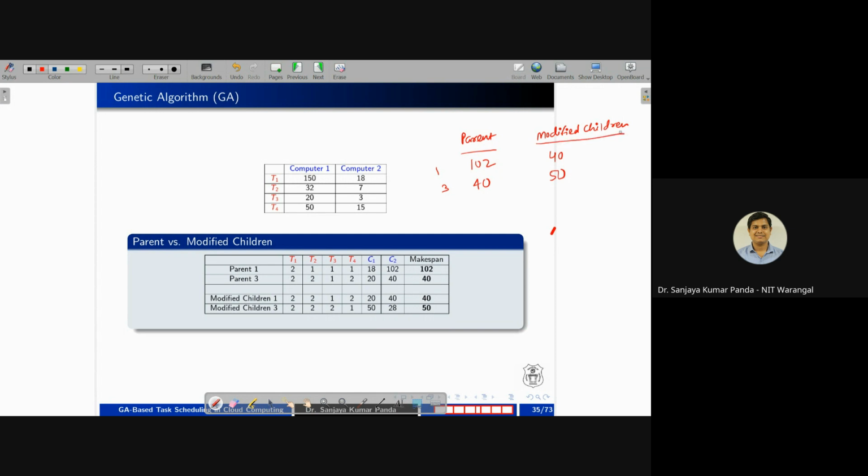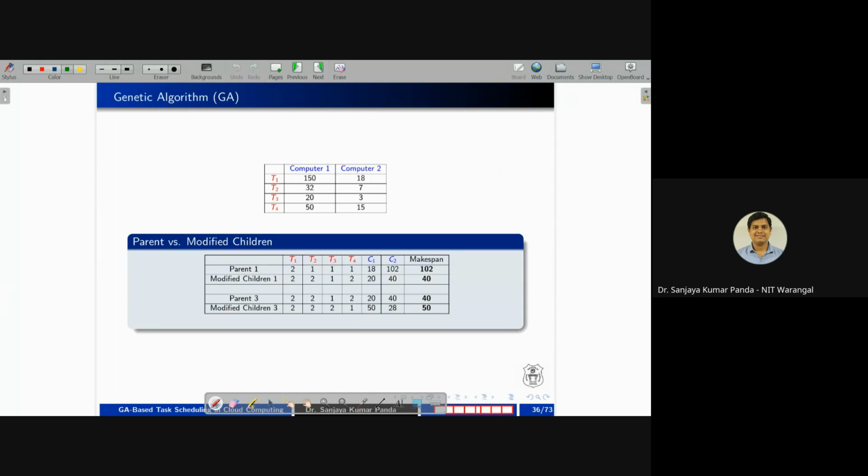So if you compare parent 1 with modified children 1, obviously modified children 1 is better. But when you compare parent 3 with modified children 3, parent 3 is better. Or if you take it overall, you can also see these 2 chromosomes are providing you a better makespan compared to other solutions, right? So you can keep parent 3 as it is, and you can replace parent 1 by modified children 1. Okay, so here you can see I have replaced parent 1 with modified children 1.